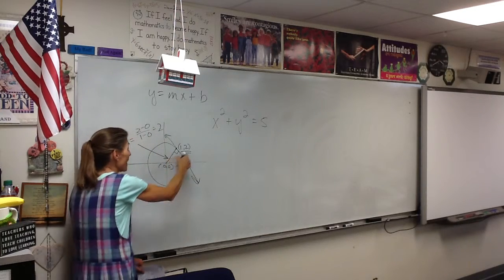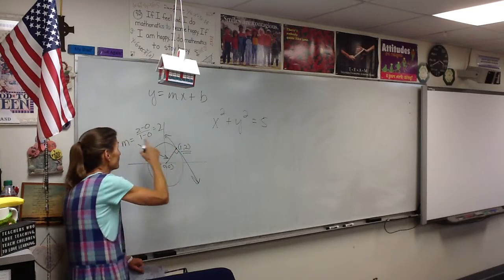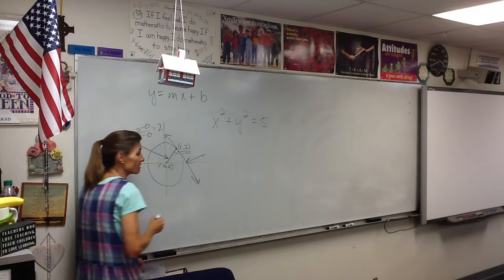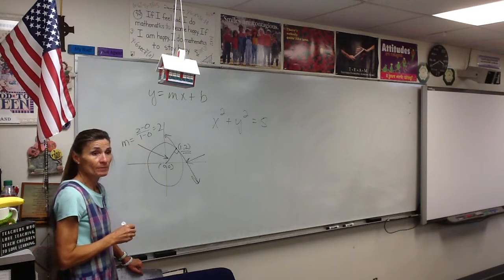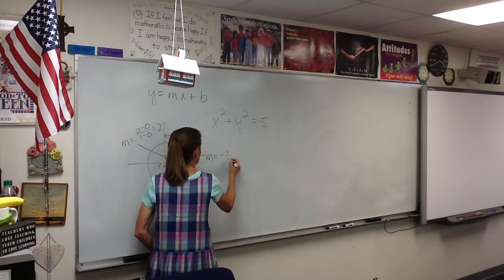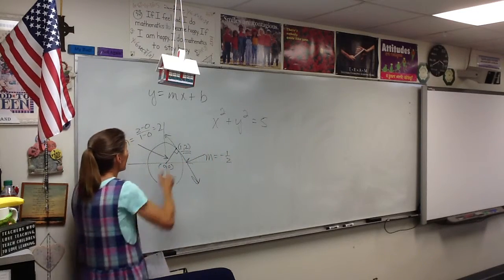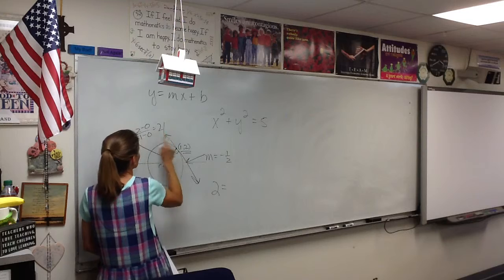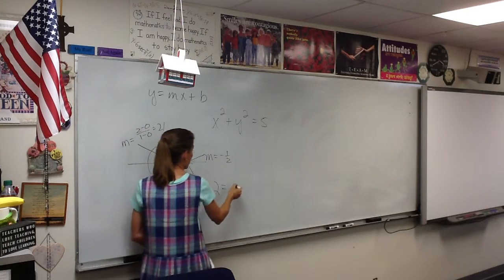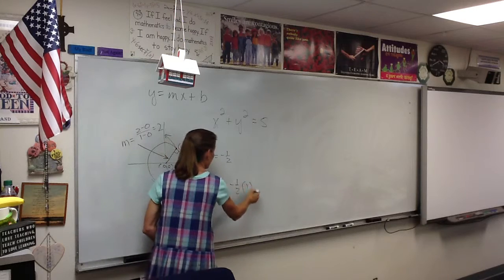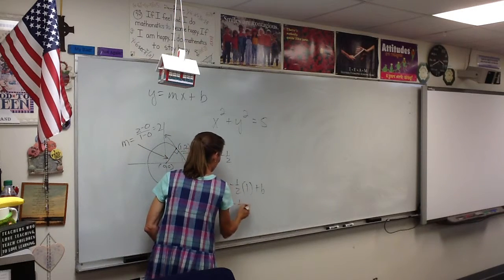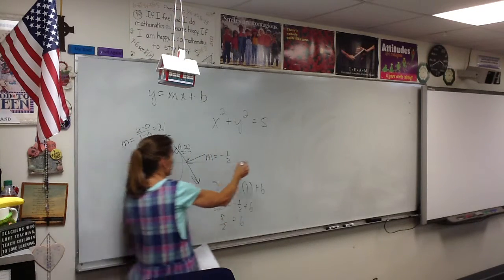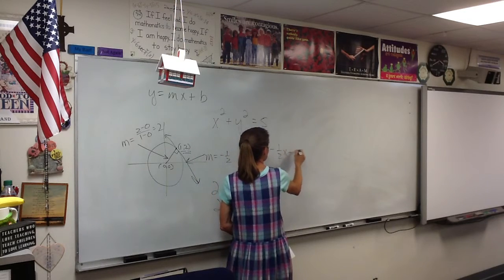So the slope of that line, the radius line, is 2. Which means the slope of the line I'm looking for has to be negative 1/2. So now I have my slope and I have my point. So 2, where's my point? There it is. 2 equals negative 1/2 times 1 plus b. So b equals 2.5 or 5/2. So my equation is y equals negative 1/2 x plus 5/2.